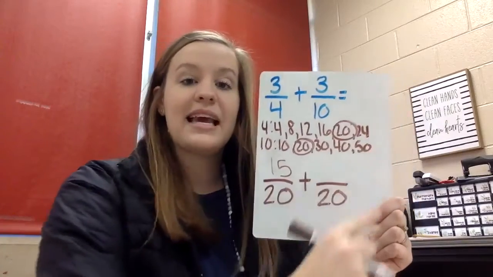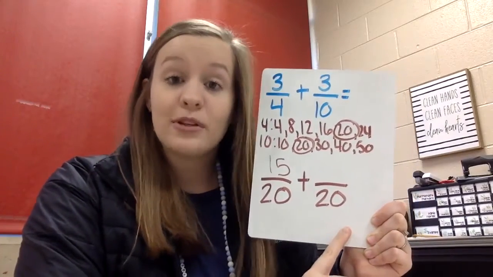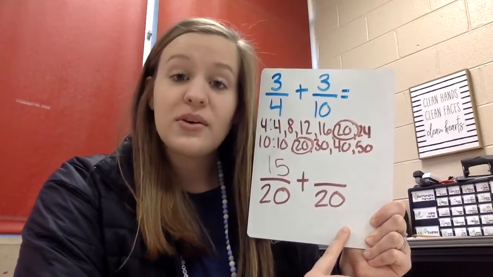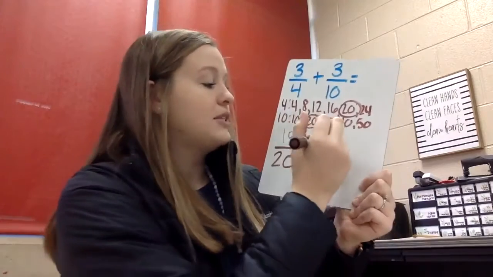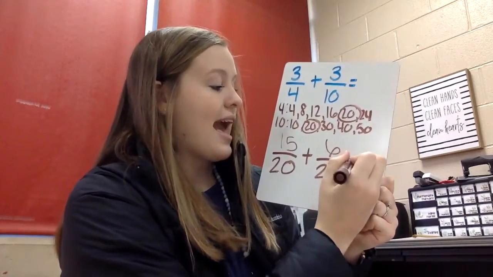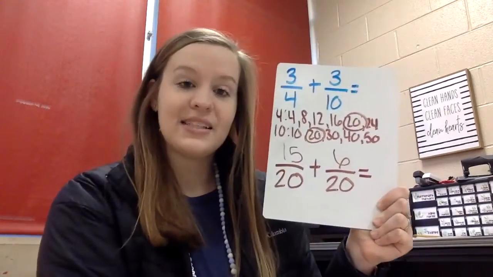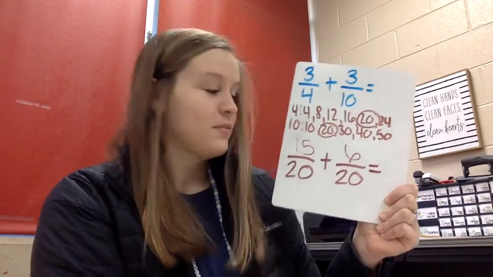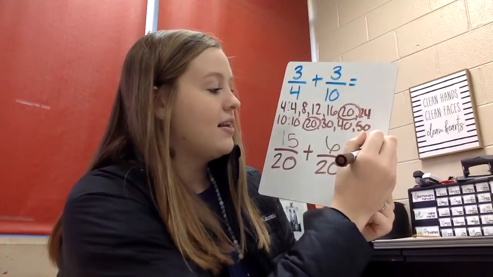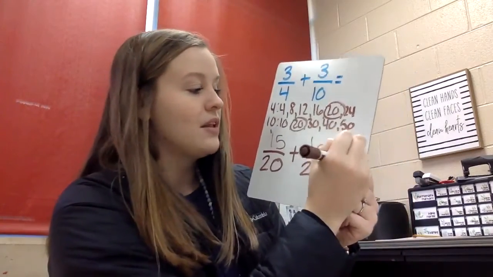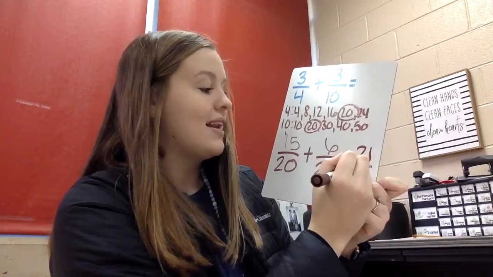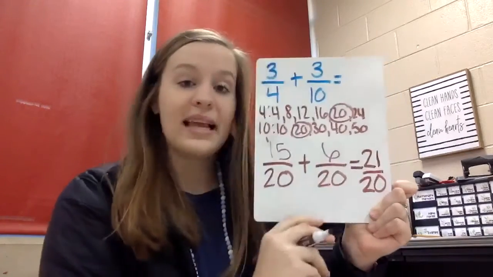And how did we get from 10 to 20? We multiplied by 2. So what are we going to do to our 3? Multiply by 2. And 3 times 2 is 6. So if we add 15 plus 6, we get, well, let's see. 6 plus 5 is 11. So we would have to carry a 1. And 1 plus 1 is 2. So we would get 21 over 20.